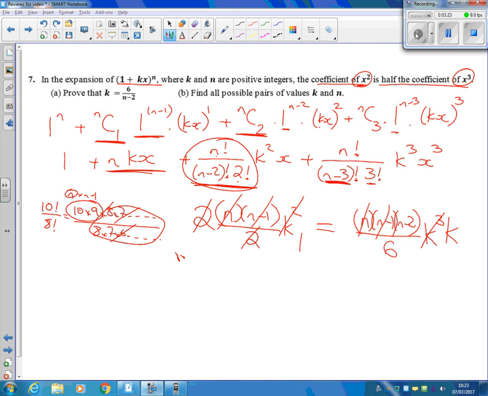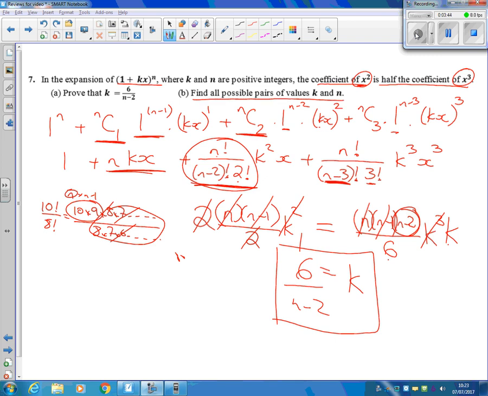So what are we aiming for? If we times by 6 up here, and we divide by n minus 2, that gives the k there. And that's what we were trying to prove, and that is a very nice result. To try and think about which different values they could be, I'm actually just going to go through them.